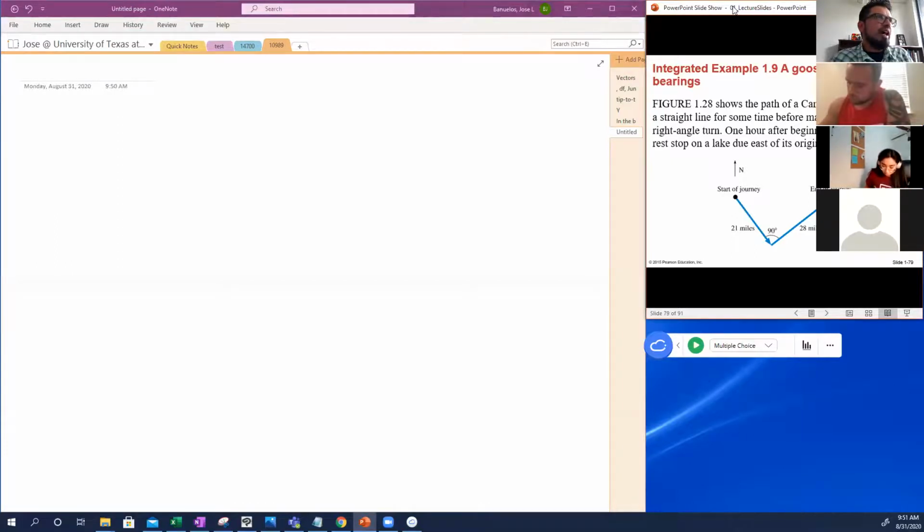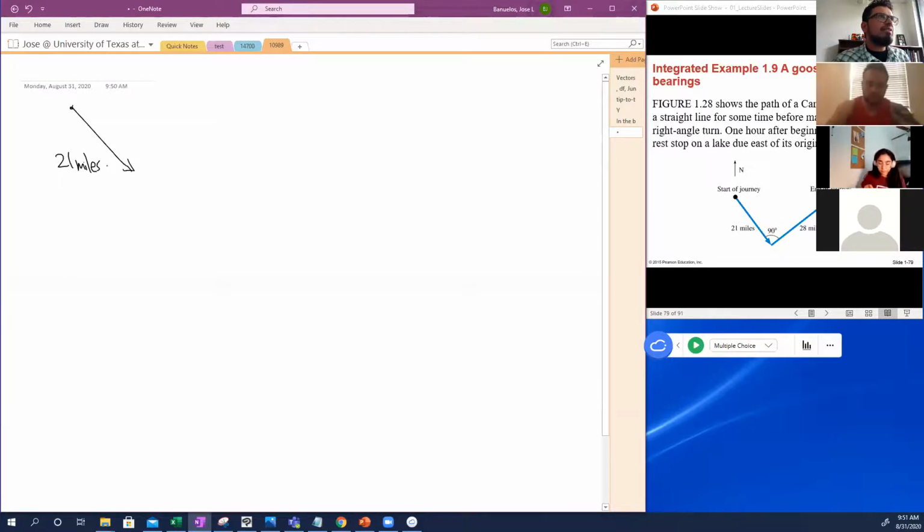And then it says after 1 hour after beginning, the goose made a rest stop on a lake due east of its original position. So like I said, even though it's drawn out there for you, I always recommend you still draw your own picture of the problem. So it says here, he's going to fly, so just because he flew in a straight line doesn't mean he has to fly horizontally, right? It just means it's a straight arrow. And on the picture, they tell us that that distance was 21 miles.